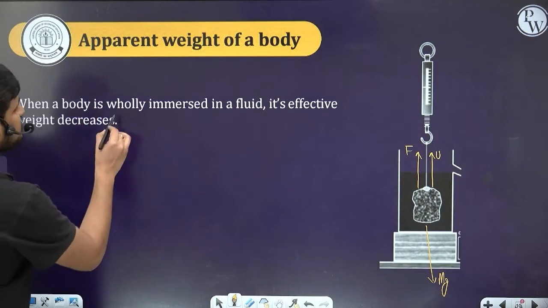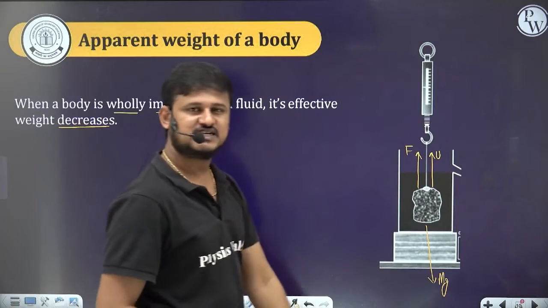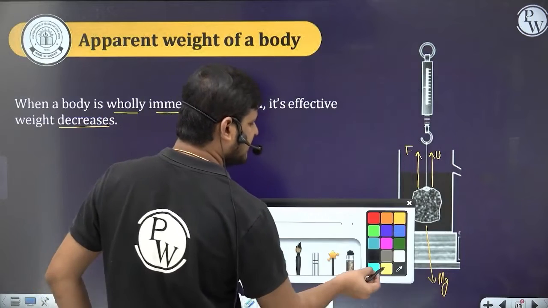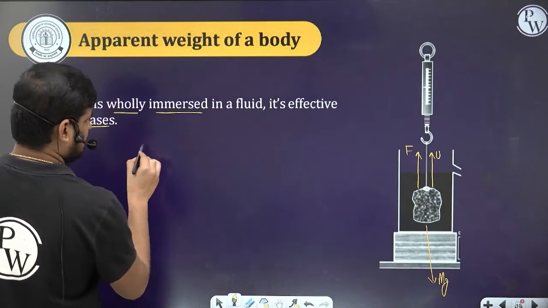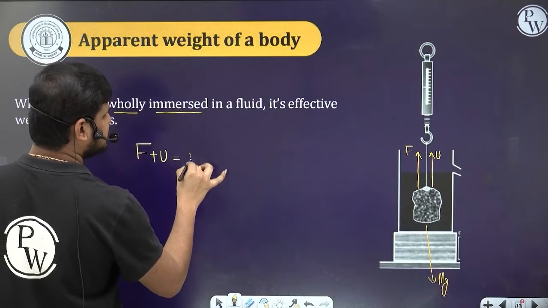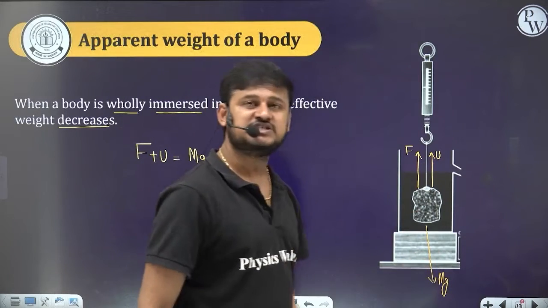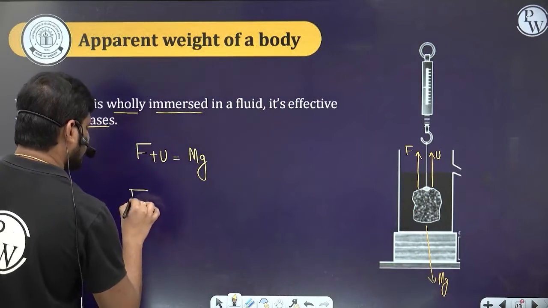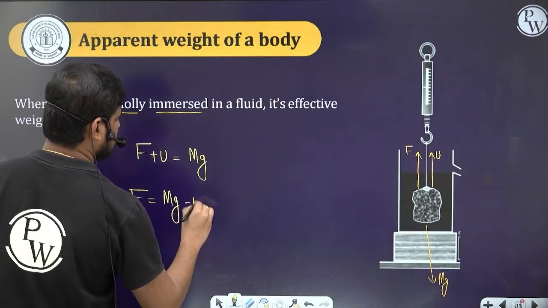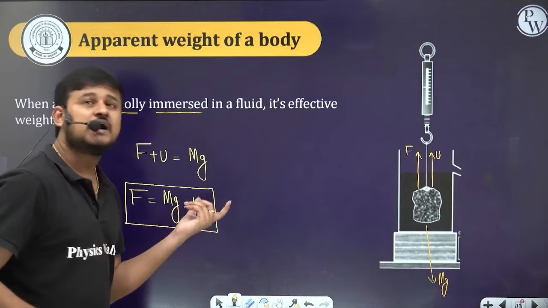So when a body is wholly immersed in a fluid, its effective weight decreases. By how much does its effective weight decrease? Let me write. F plus U is equal to mg. So F is equal to mg minus U, which is nothing but the weight in air minus the upthrust.